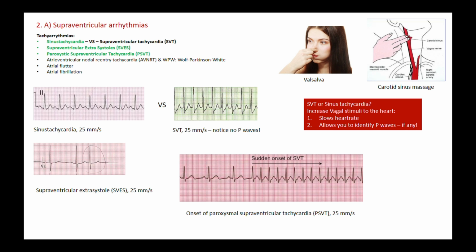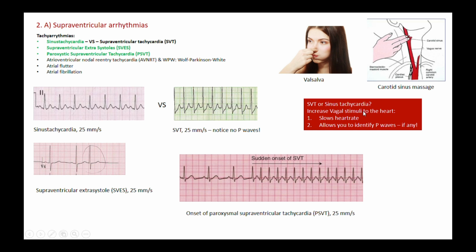You can also, say, if you bear down, like when you're on a toilet, you bear down and you increase pressure in the abdominal cavity. This will increase vagal input on the heart. You can also try what we call a carotid sinus massage, which is gently massaging the carotid sinus here, which is a baroreceptor, a pressure receptor here at the branching of the internal and external carotid arteries.